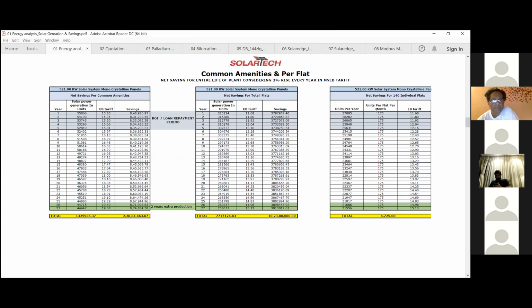So we will be giving 175 units in total with heat pump and 85 units per flat. Okay.